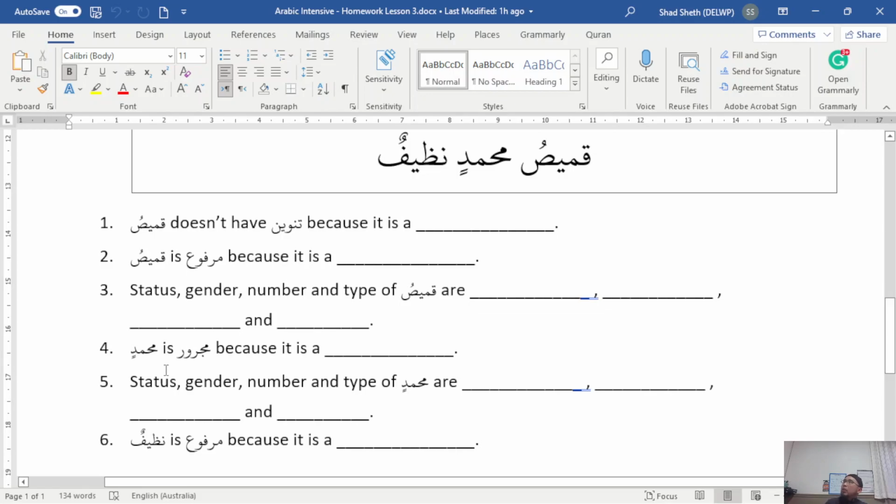Muhammadin is majrur because mudaf ilayh. Think number 5. I think I probably got it right. So status, gender, number, type of Muhammadin. Anyone want to try? Majrur, mudhakkar, mufrad, and ma'rifa. Yeah. And then number 6, nadhifun is marfu' because it's khabar. So this one, a lot of people got it right.